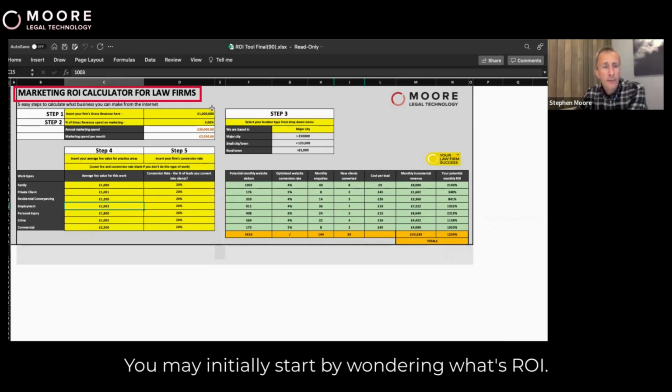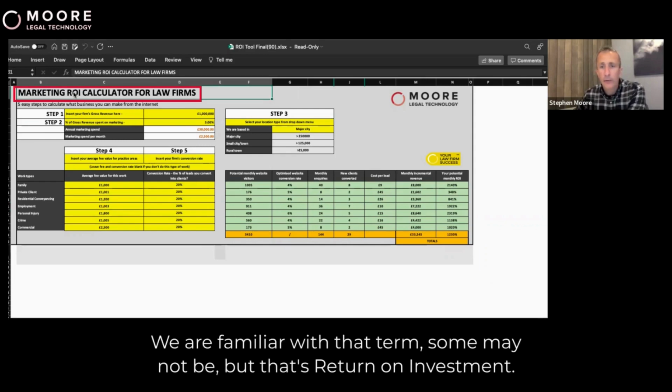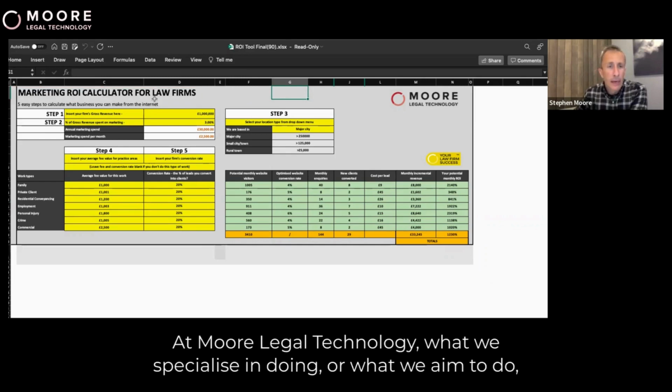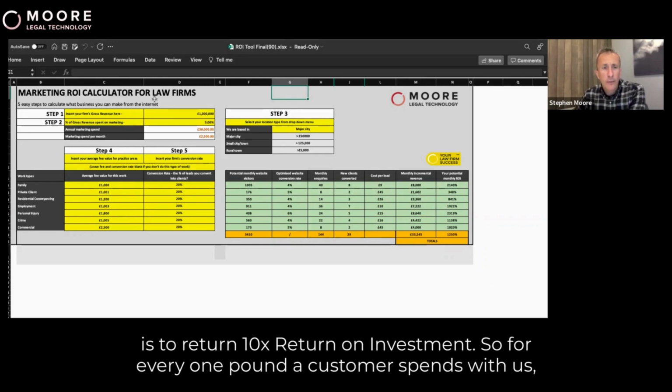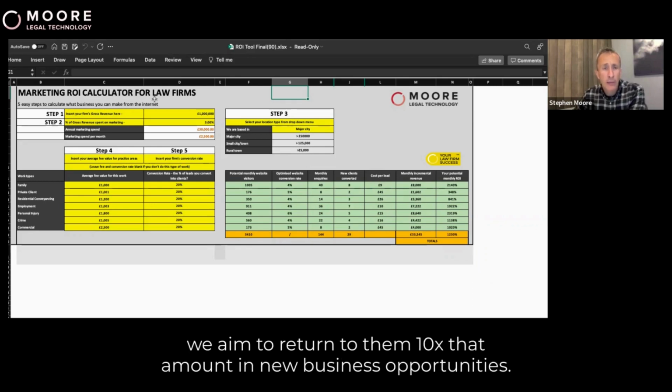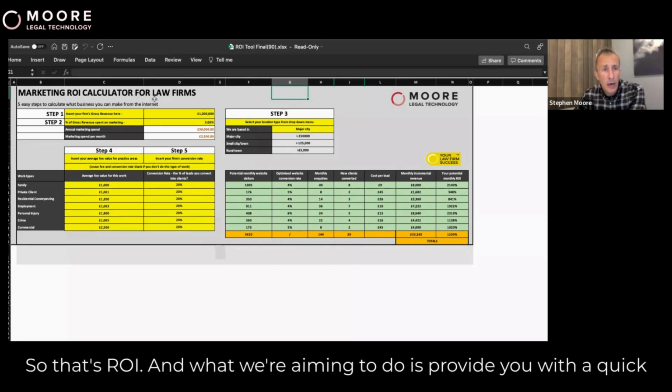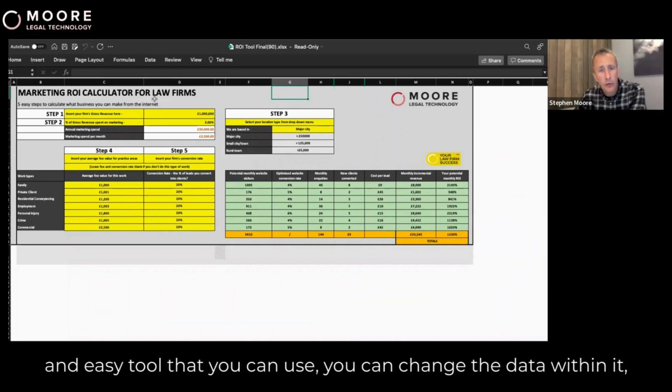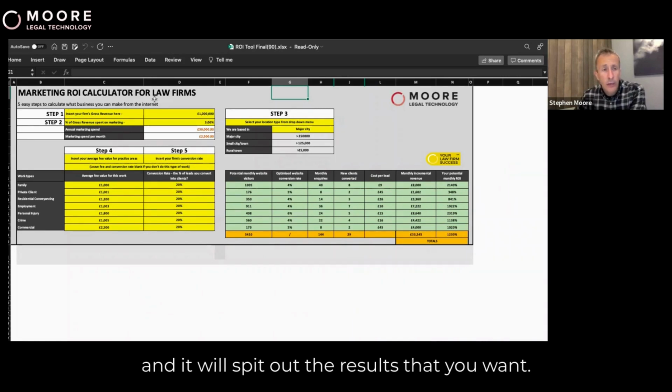Now, you may initially wonder what ROI is. Some are familiar with that term, some might not be, but that's return on investment. At Moore Legal Technology, what we specialise in doing, and what we aim to do, is to return 10 times return on investment. So for every £1 a customer spends with us, we aim to return to them 10 times that amount in new business opportunities. So that's ROI. And what we're aiming to do is provide you with a quick and easy tool that you can use. You can change the data within it, and it will spit out the results that you want.